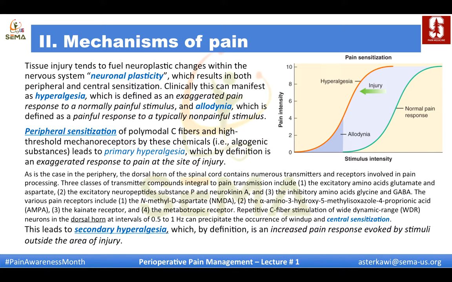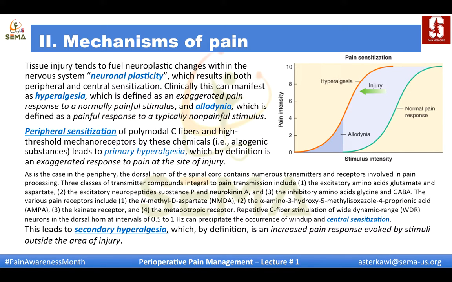As in the case in the periphery, the dorsal horn of the spinal cord contains numerous transmitters and receptors involved in pain processing. These classes of transmitter components integral to pain transmission include excitatory amino acids like glutamate, excitatory neuropeptides, substance P and neurokinin A, and the inhibitory GABA. The various pain receptors include NMDA and kainate receptors. Repetitive C fiber stimulation of the wide dynamic range neurons in the dorsal horn at this interval will cause wind-up and central sensitization.